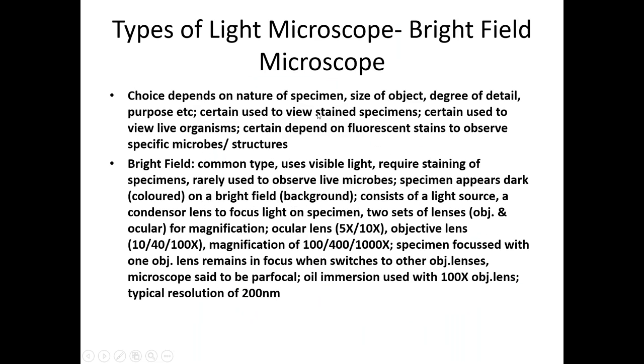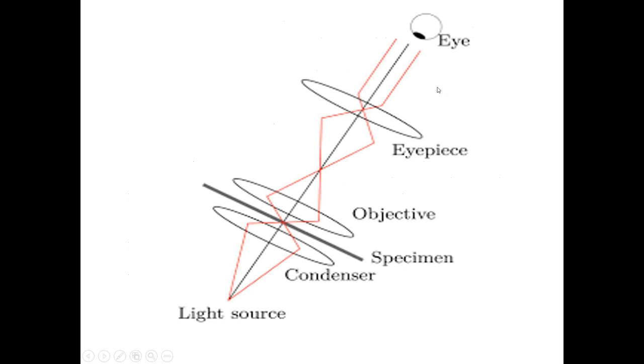That property of a microscope is said to be parfocal. So the lens will remain in focus when switched to other objective lenses. Thus, the microscope is said to be parfocal in nature. Fine. Then the next point, oil immersion is used with the 100x objective lens. Yes, we know that. And a typical resolution of around 200 nanometers we can obtain using a light microscope. Clear? That's all about the first type of light microscope, bright field microscope.